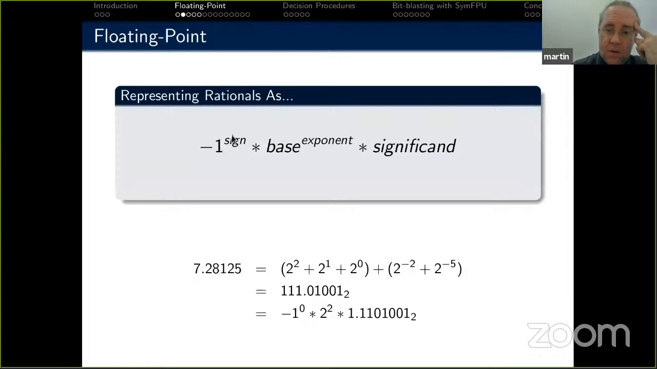Martin, I have a quick question. Sure. This IEEE 754 standard, and there is this other IEC 60559 standard. Are they the same, or are there some subtle differences?